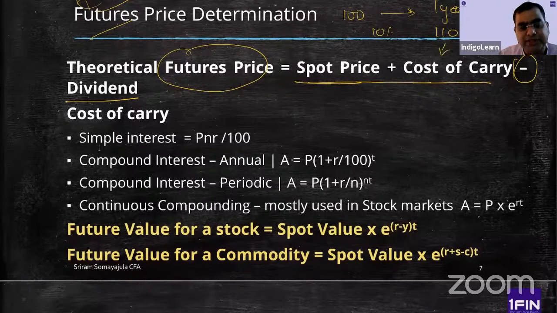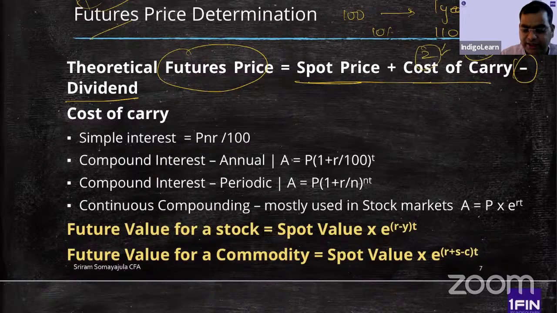if this 110 rupees is giving you something in return, like a dividend, let's say 2 rupees, then you subtract the dividend and you value this at 108 rupees, right? Because you're already getting 2 rupees in between. So the 2 rupees is deducted as dividend, and the value of this contract is 108 after deducting dividend. Now this interest portion is called the cost of carry.